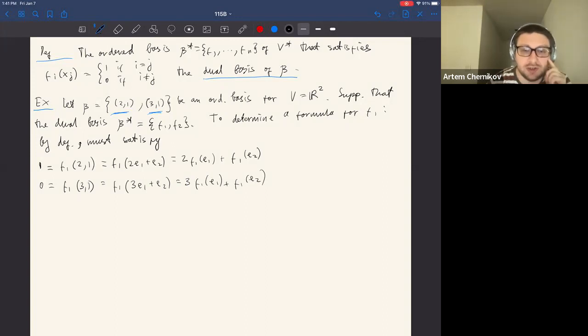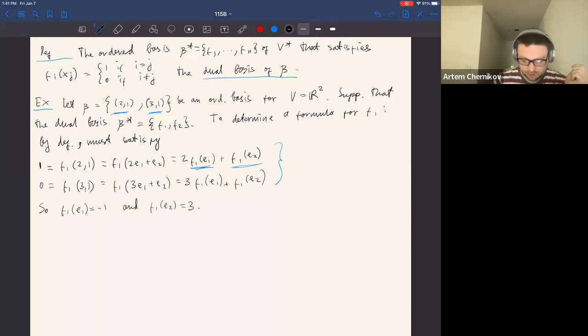Now note that this gives us a system of linear equations, from which we can calculate the actual values of F1 of E1 and F1 of E2. So solving the equations, we get that F1 of E1 is equal to minus 1, and F1 of E2 is equal to 3. Okay. So this tells us what this linear functional F1 has to do on the vectors in the basis. Hence, we can write the function corresponding to it, so we have that F1 of (x, y) is equal to minus x plus 3y.